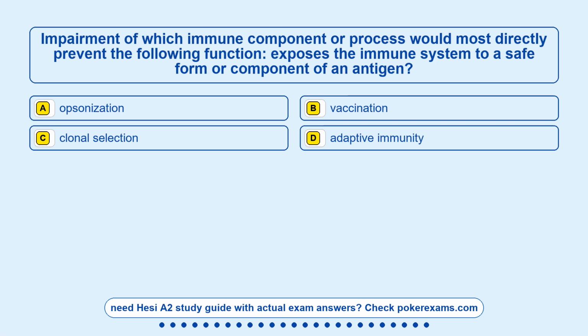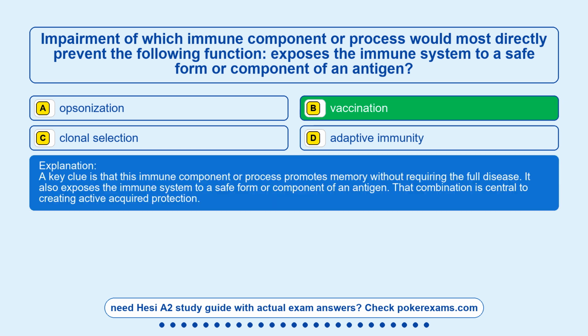Question 11. Impairment of which immune component or process would most directly prevent the following function? Exposes the immune system to a safe form or component of an antigen? Option A, opsonization. Option B, vaccination. Option C, clonal selection. Option D, adaptive immunity. The correct answer is option B, vaccination.